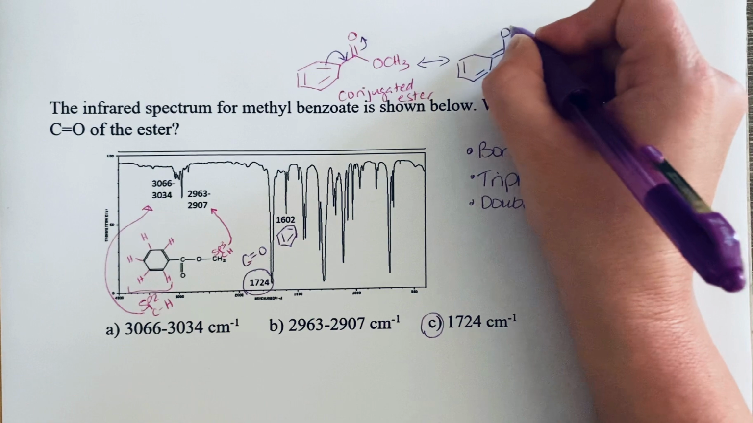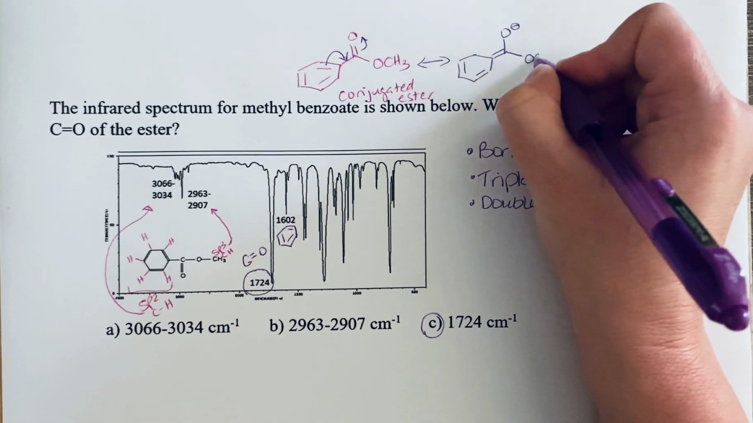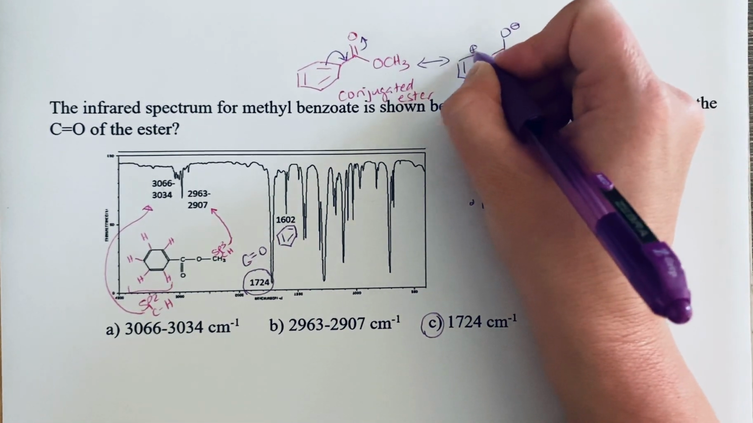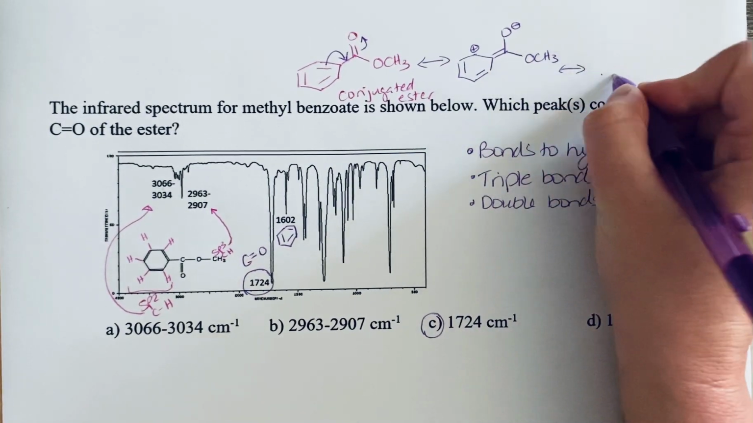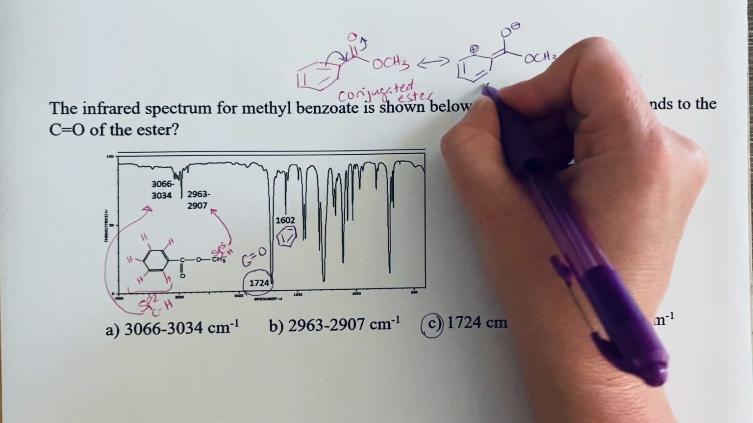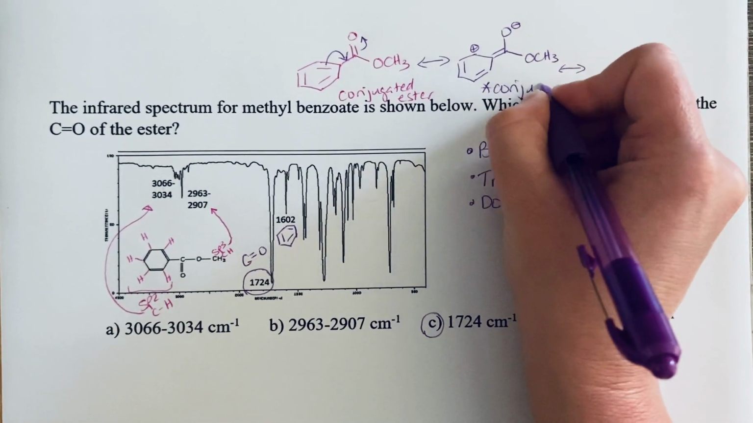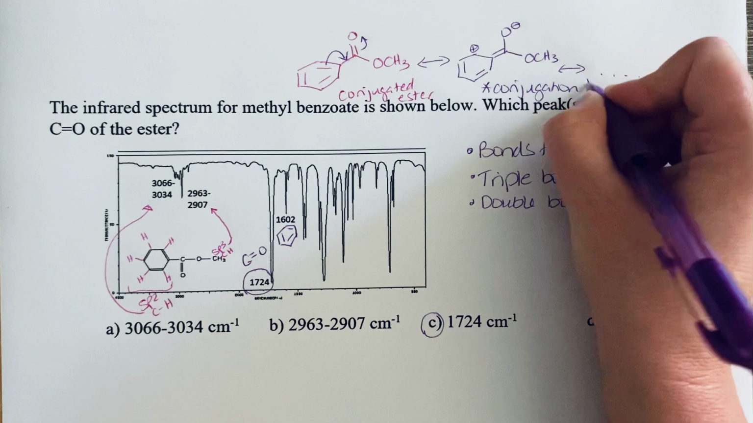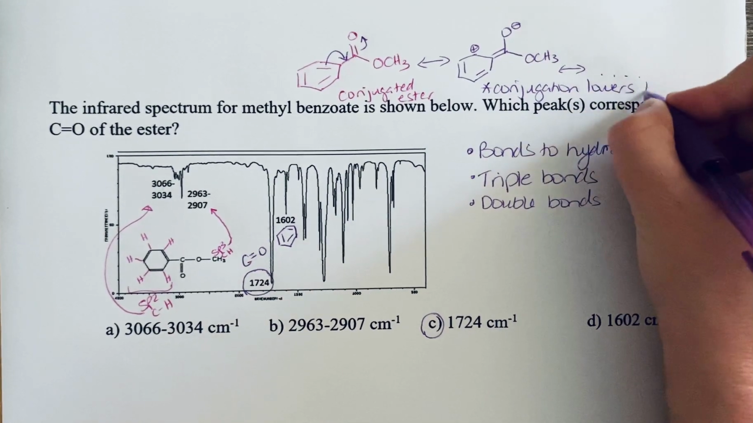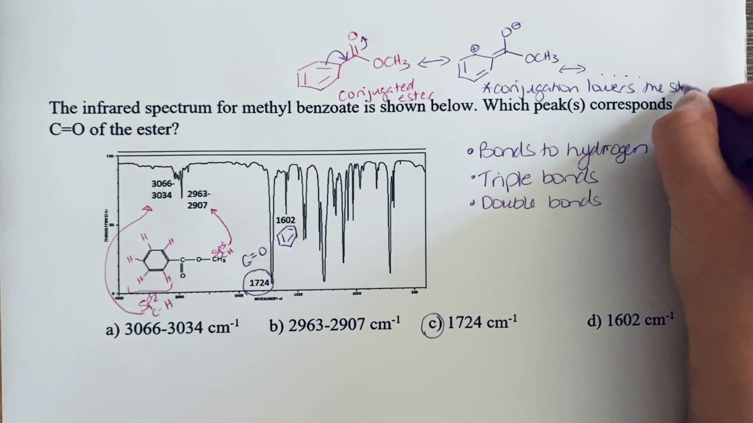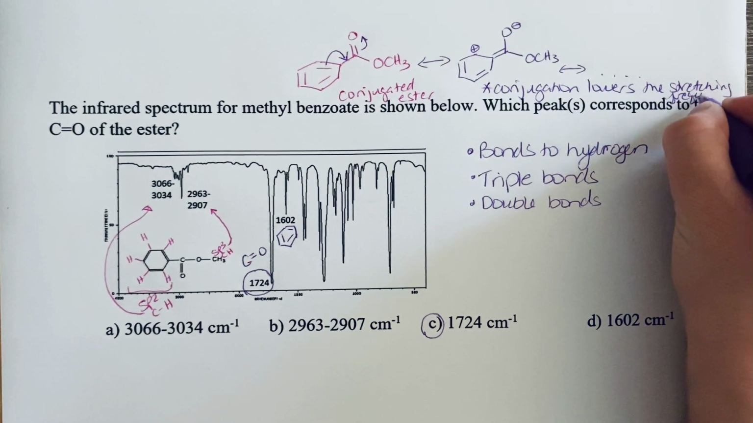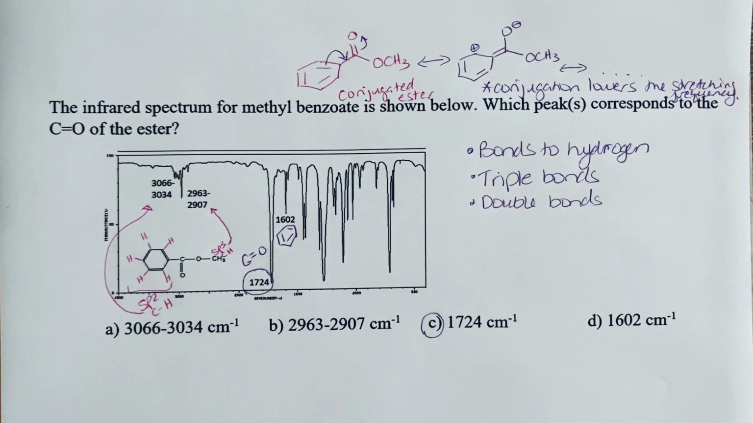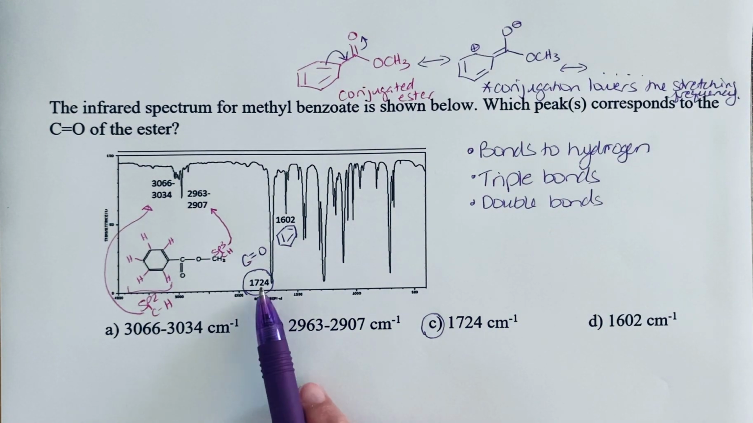And so we can see that when we draw out the resonance. And of course we can draw more resonance structures around the ring. So I'm going to say there's more. Okay, so conjugation lowers the stretching frequency. So you might see a non-conjugated ester maybe more like 1740, this one being a little lower because of that resonance.